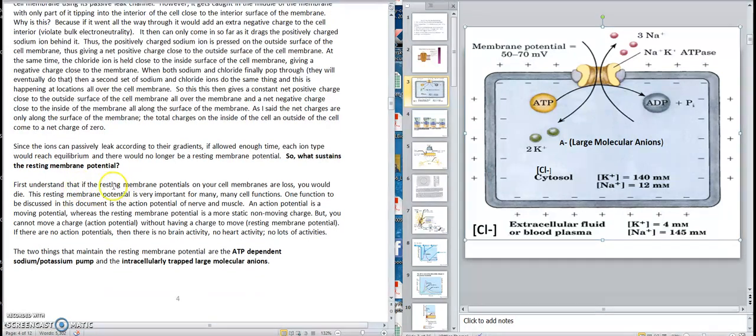First, understand that if the resting membrane potentials on your cell membranes are lost, you would die. The resting membrane potential is very important for many, many functions. One function to be discussed in this document is the action potential of nerve and muscle, which will come up. An action potential is a moving potential, whereas the resting membrane is more of a static one. But you cannot move a charge without having a charge. So then you couldn't use the brain or anything else.